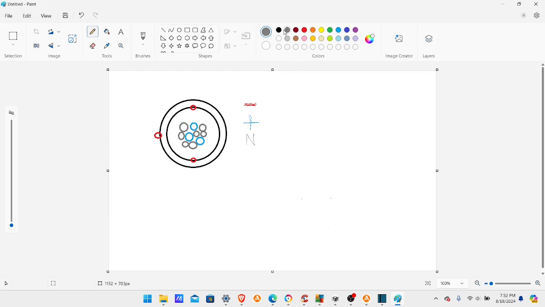And then opposite charges are attracted, so these electrons carry a negative electrical charge and these protons carry a positive one, so these electrons will orbit around and stay within a certain distance of the protons in the center.